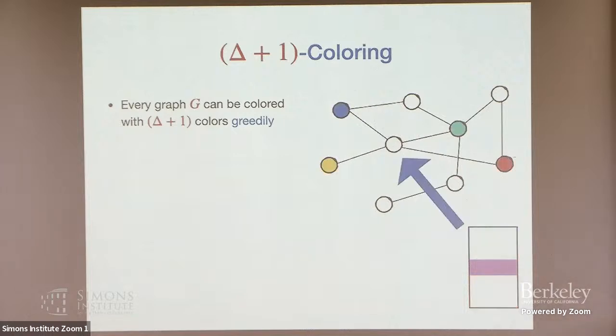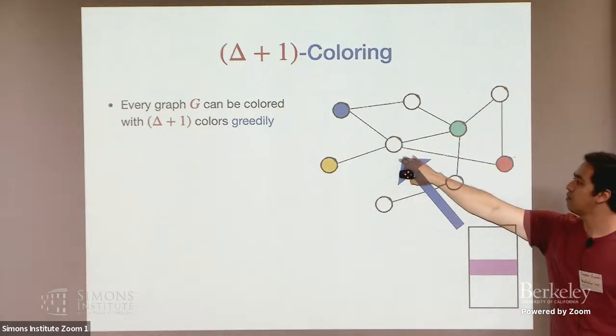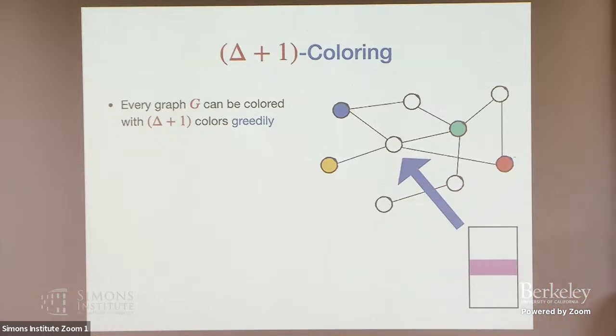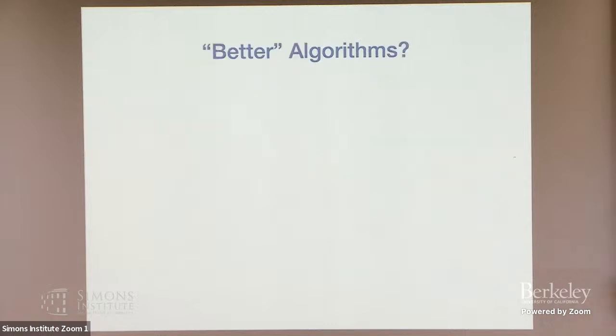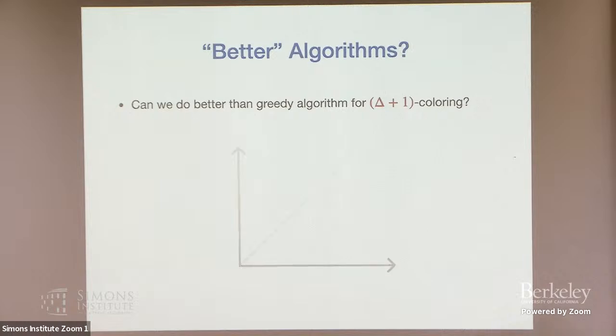You go over the vertices greedily, and whenever it's a vertex's turn to be colored, by the pigeonhole principle there is still one color available to this vertex, so we can color it. And you move on. Good. So this gives us the simplest possible algorithm for delta plus 1 coloring. But at some point, we ask this question: can you do even better algorithms? And to answer this type of question, you have to go back to the realm of sublinear algorithms.